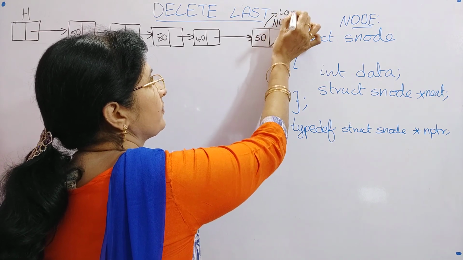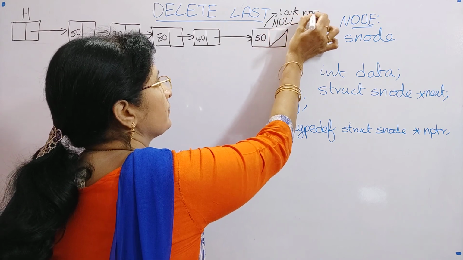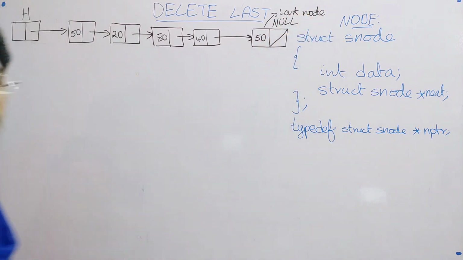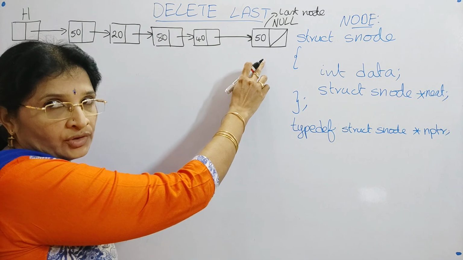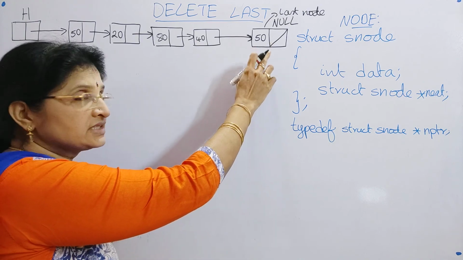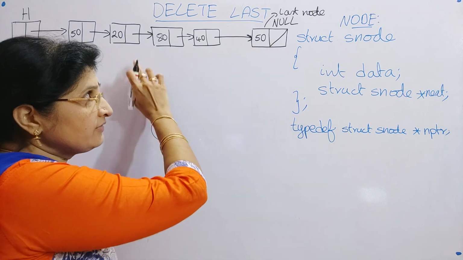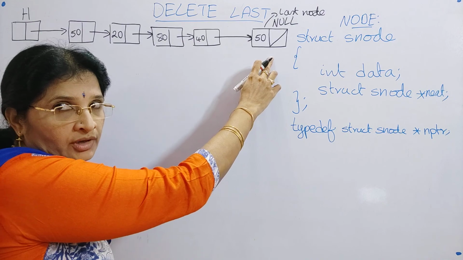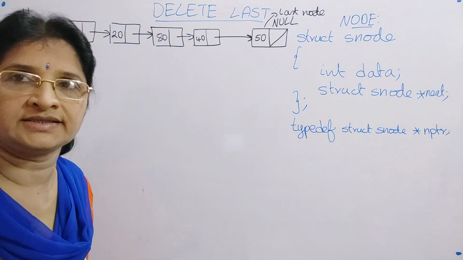It is the last node. So whenever you want to perform the delete operation, you have to delete the last node in this function. Now you have to write a function that deletes the last node. Whenever you want to delete the last node, here we may have two cases.